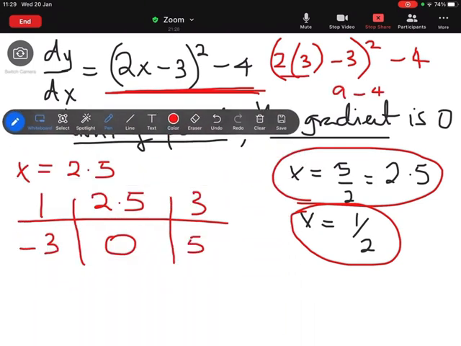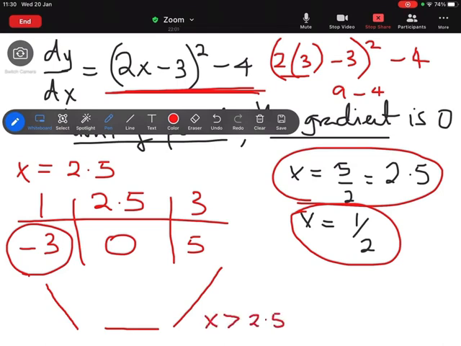So what do we see from this? That to the left of 2.5, the gradient is negative. So that means it is sloping downwards. At the turning point, it's 0. And to the right of 2.5, the gradient is positive. So our first point to answer the question, the range of values for which we have an increasing function, is where x is greater than 2.5. Because we can tell from this that when x is greater than 2.5, the gradient is positive.